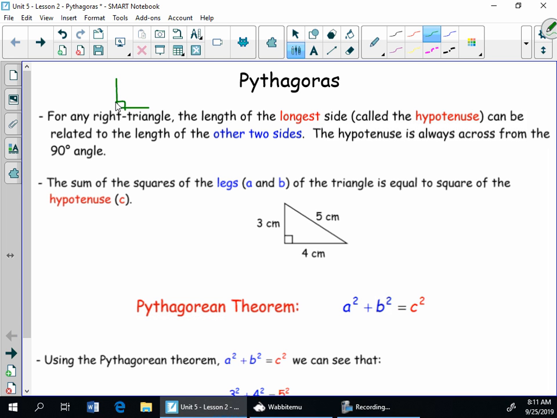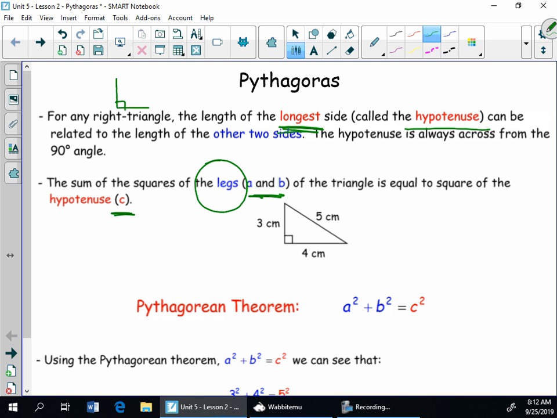Okay, here's how the relationship works. The longest side, which we're going to call the hypotenuse, can always be related to the other two sides. Okay, fancy word, the hypotenuse? You know where it is because it's always across from the right angle. It's always the longest side. The other two sides, we're going to call them the legs. We're going to call them A and B. It's how I'm going to label them. And the hypotenuse I'm going to call side C.